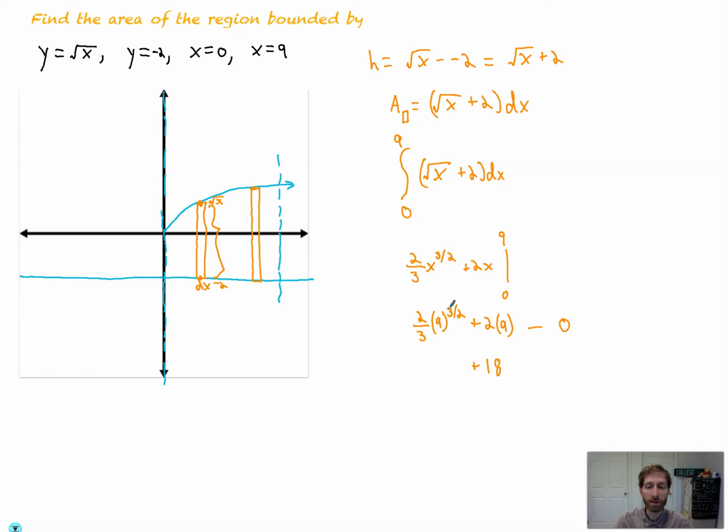9 to the 3/2 is going to be 27, right? The square root of 9 is 3, cubed is 27, times 2 is 54. So that's going to be 54/3. Well, what is 54/3, you ask? Well, 54/3 is a really nice value. It's actually 18. Plus 18 is equal to 36. And there's your answer of 36. All right, on to the next one.